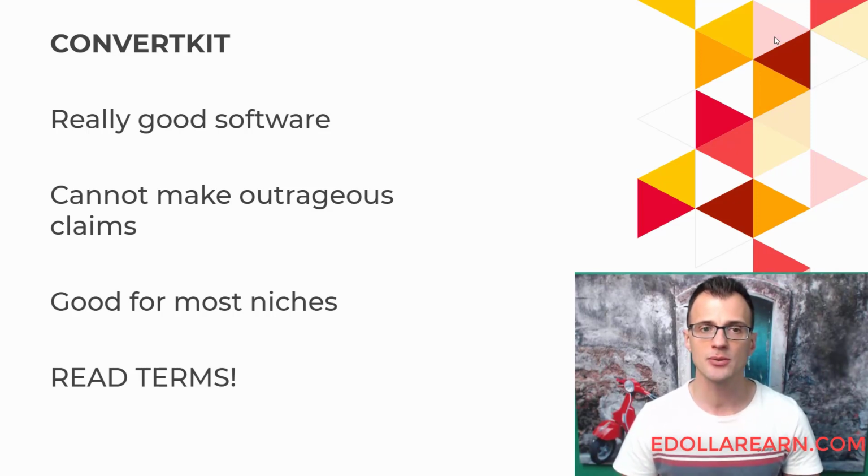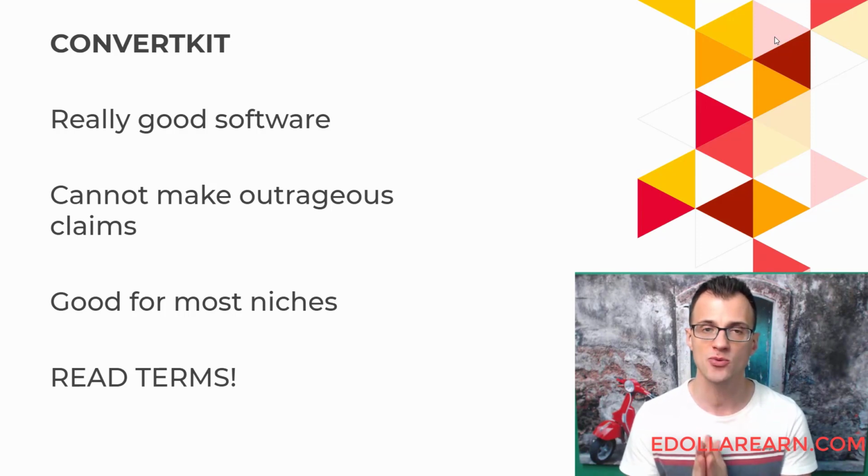ConvertKit is a really, really good software. They help me have my emails delivered into the inbox. That's what I currently use for my Caffeinated Blogger email list, as well as some of the other niche websites that we have. But they are quite strict in terms of what you write in your emails. They don't allow you to make various outrageous claims in your emails, which I don't believe anyone should be doing anyway. But they are good for a majority of niches.